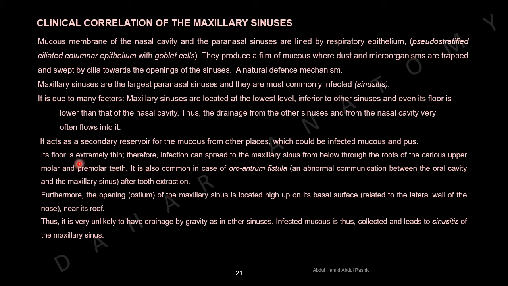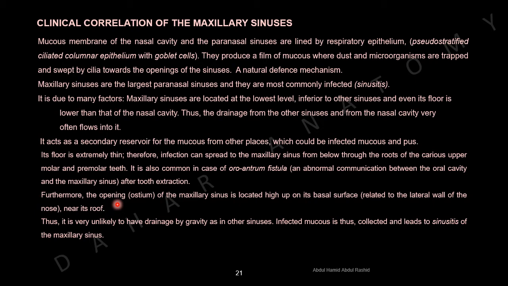Its floor is extremely thin, which forms the roof of the mouth. Therefore, infection can spread to the maxillary sinuses from below through the roots of the carious upper molar and premolar teeth. It is also common in cases of oroantral fistula, that is abnormal communication between the oral cavity and the maxillary sinus after tooth extraction.